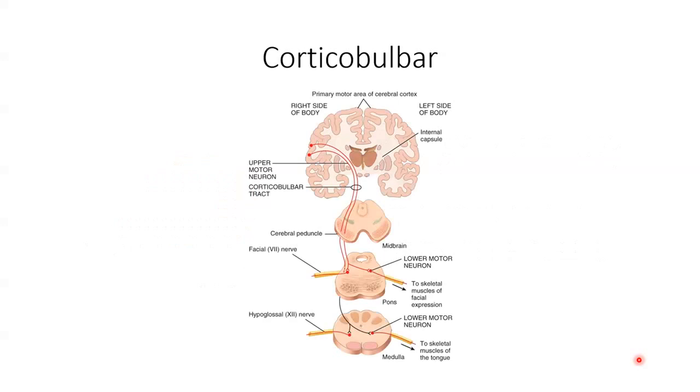So once more, just giving you that visual here. So we've got these neurons extending from the primary motor cortex. Some will decussate and exit via a cranial nerve. Some will stay on that same side of the body and exit on a cranial nerve on that same side.